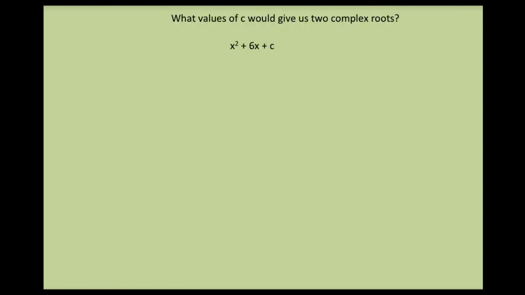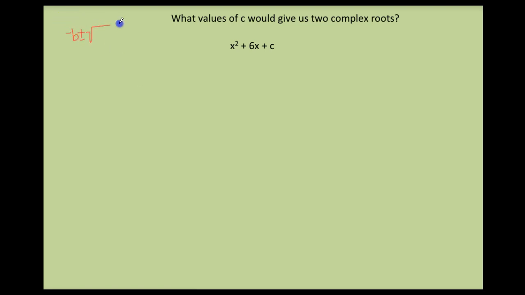So let's put that to some use here. Let's try one more thing. Okay, what values of c would give us two complex roots? So let's go one step further. We know everything about this problem except for what our constant on the end might be. And they want to know what numbers can we have here to get a complex answer. Well, what do we know? How do we know that we're going to end up with a complex answer? Well, we just talked about if we were to use the quadratic formula.